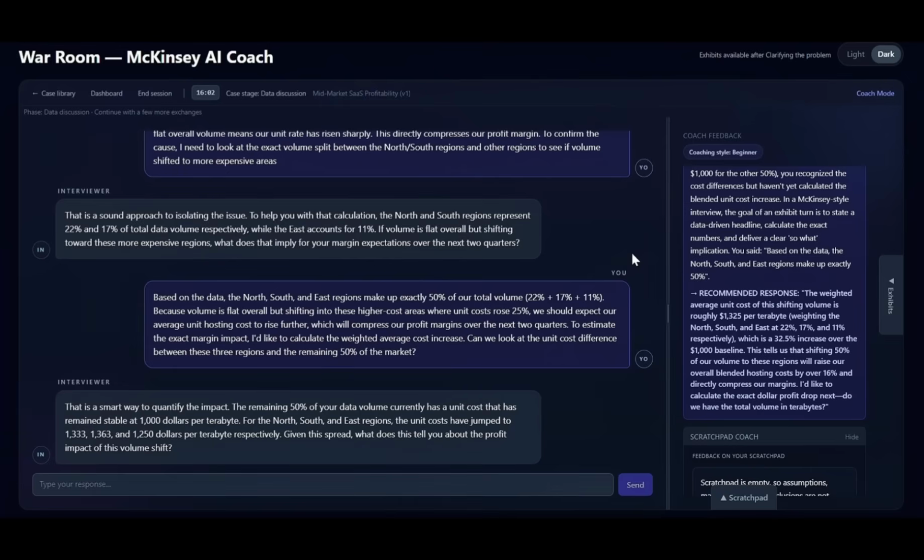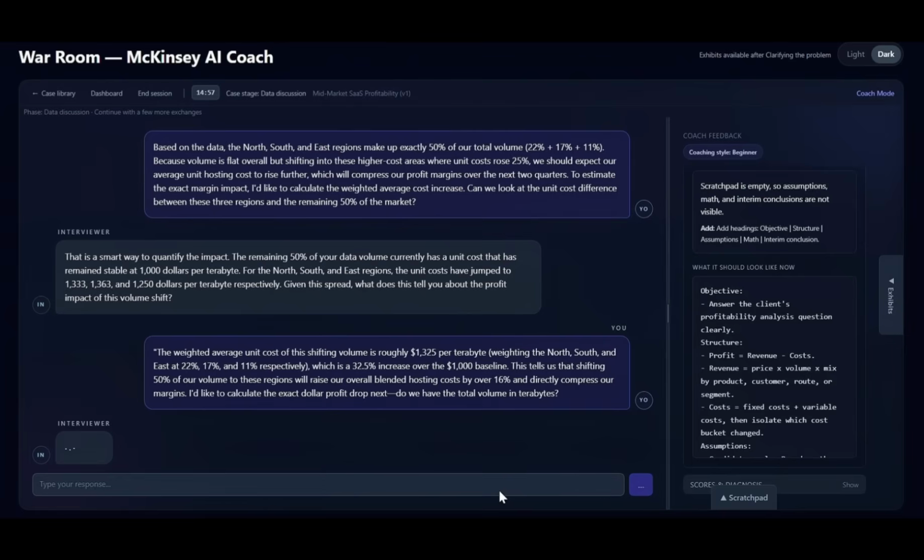But once we've done that calculation, we see that the $1,325 is a 32.5% increase over the $1,000 baseline that we've been given, which tells us that 50% of our volume is shifting towards regions where hosting costs could potentially be higher. So our coach is telling us that we need to calculate the exact dollar profit drop. Let's ask for the total volume in terabytes so we can see exactly where our profit is declining.